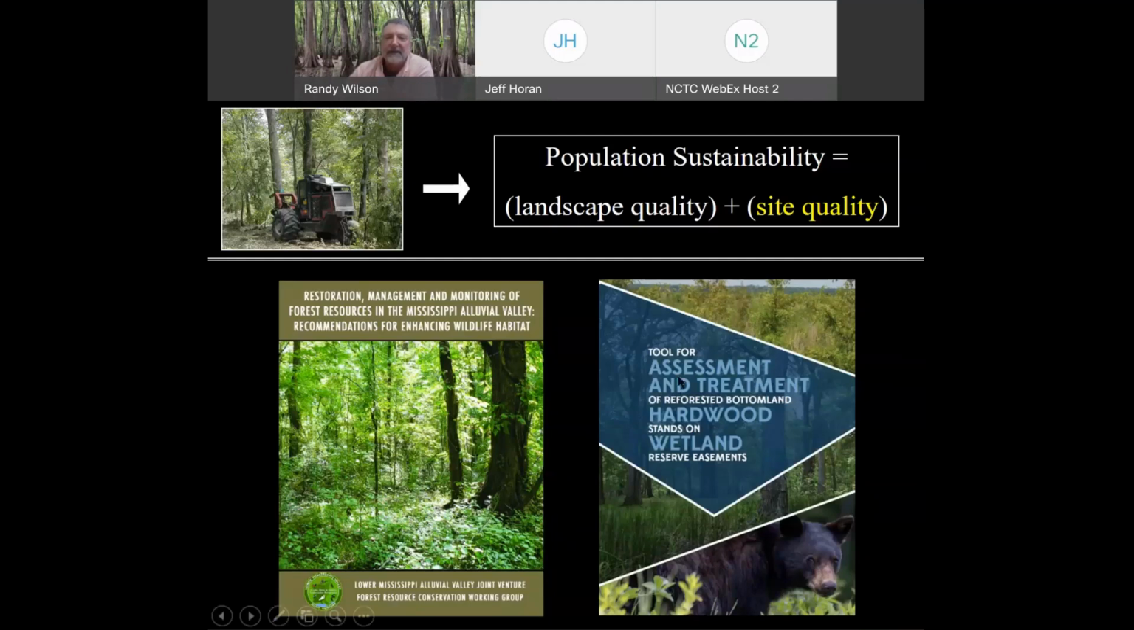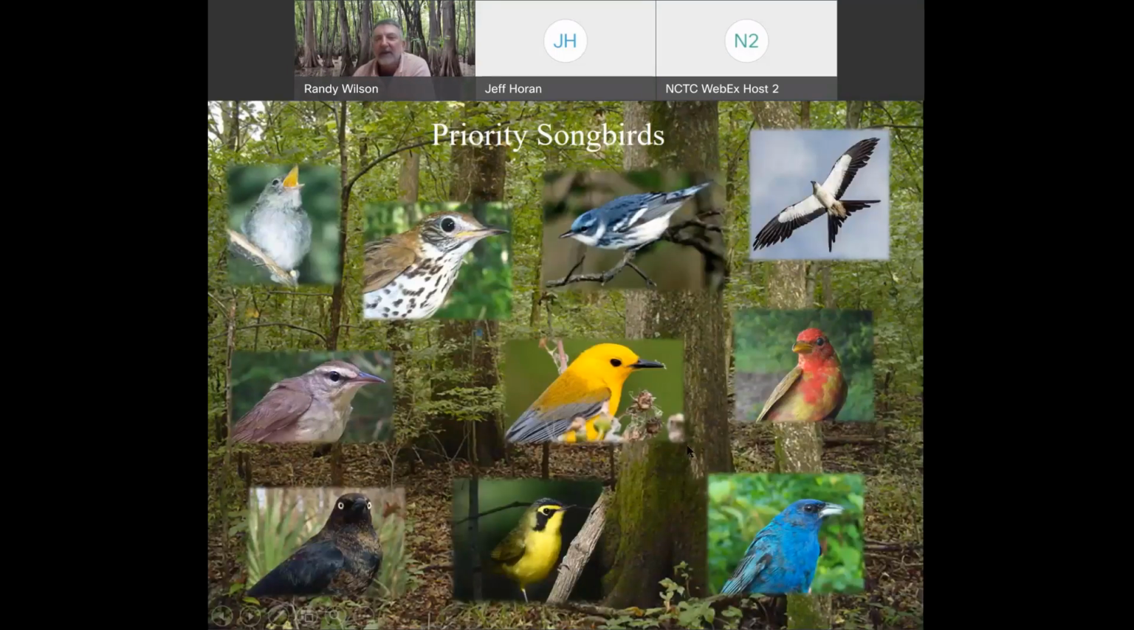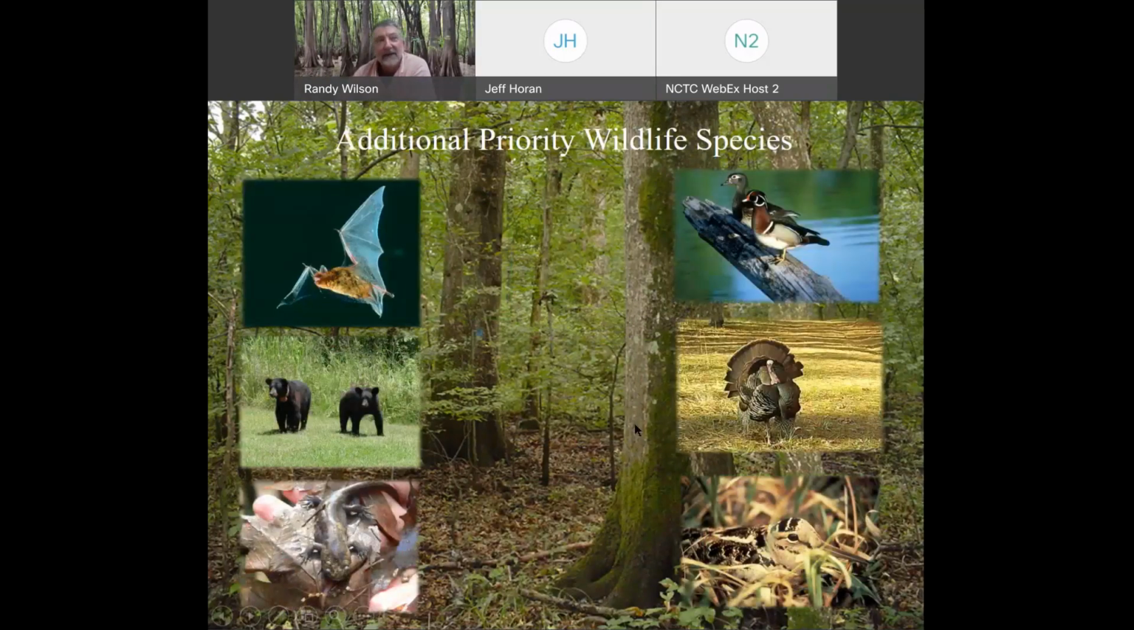So the first thing we did was think about what the priority birds are within forested wetlands. There's a whole suite of priority forest songbirds. These are not a surprise to anyone. There's another set of additional priority species that we considered as well, thinking about bats and Louisiana black bear, reptiles, amphibians. Then there's a whole suite of game birds that we should be thinking about as well: the waterfowl community, the eastern wild turkey, woodcock. The game species are right in there along with the swainsons and warblers as well. So how do we manage all of this collectively?